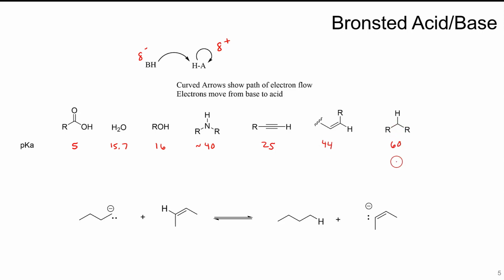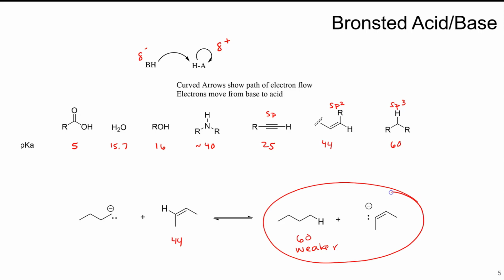So as we increase the s character, so this is sp, sp2, sp3, this is 50% s character, this is 33%, and this is 25% s character. As that s character increases, the electrons are pulled closer together, which makes it more electronegative, and the pKa then drops with that. And when you're looking at acid-base reactions, the pKa, if we're going to look at which side is favored here, the pKa of an alkene is around 44. This is the acid here, which is around 60. This is a weaker acid, and equilibrium favors the weaker acid.